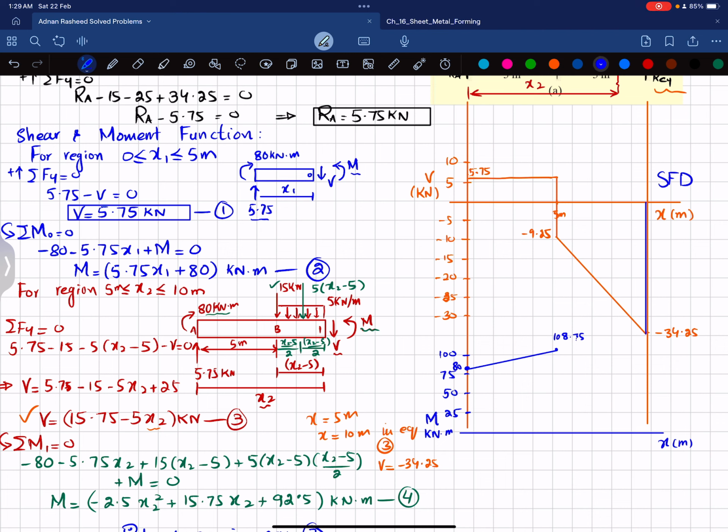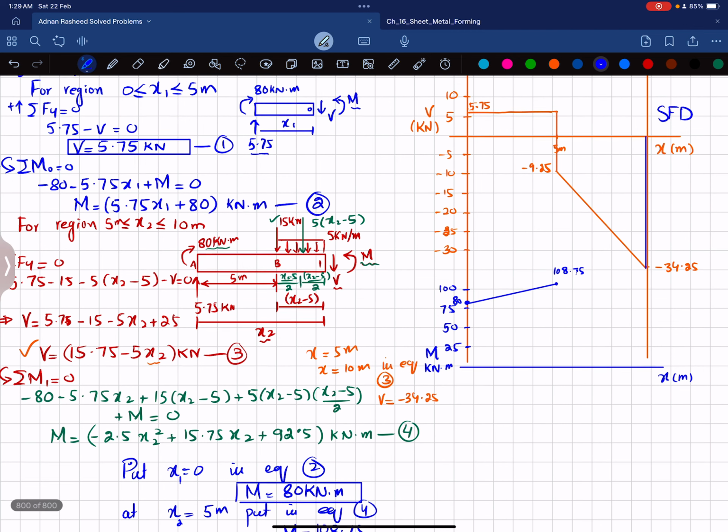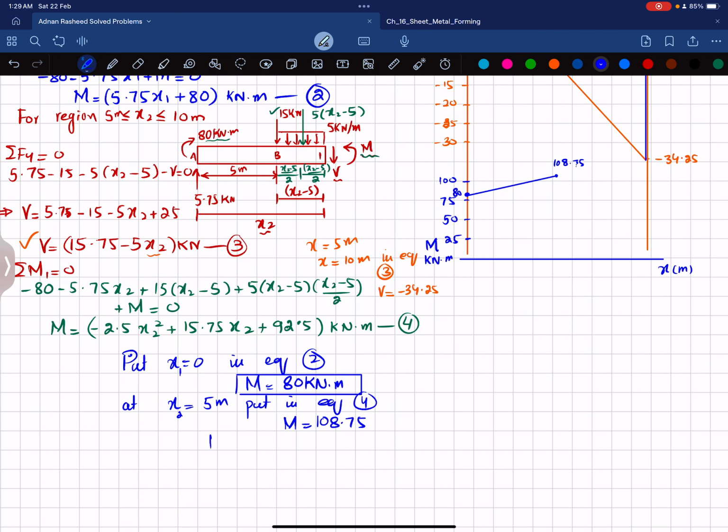Again, if you need multiple points, you can just place various values of x1 till x is equal to 5. So you will get this. Again, for x2 is equal to 10, put in equation 4. So you will get moment is equal to 0. So this is the equation when you put x2 is equal to 10 in this equation. So you will get moment will be equal to 0, which will be this one.